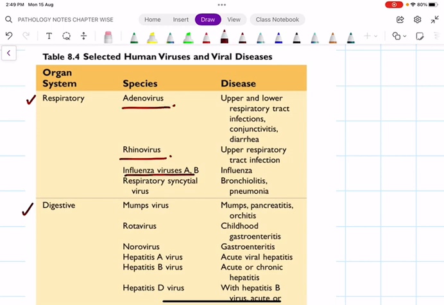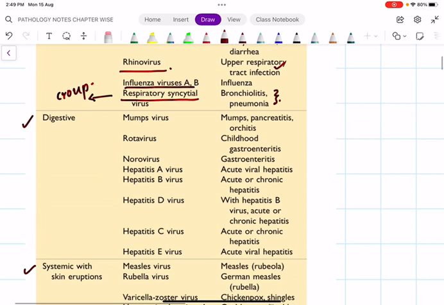In the respiratory system, you already know adenovirus, rhinovirus, influenza virus, and respiratory syncytial virus. They mainly cause upper and lower respiratory tract infections. Respiratory syncytial virus is known to cause croup. What is croup? Laryngotracheobronchitis. In the digestive system, we have mumps, rota, noro, and hepatitis A, B, C, D and E.